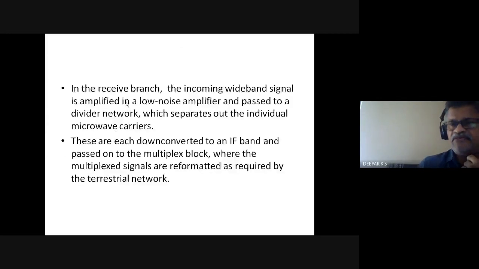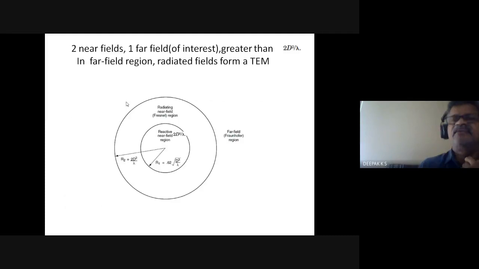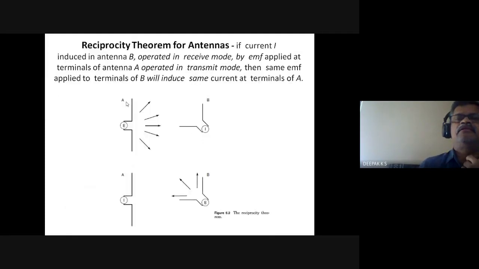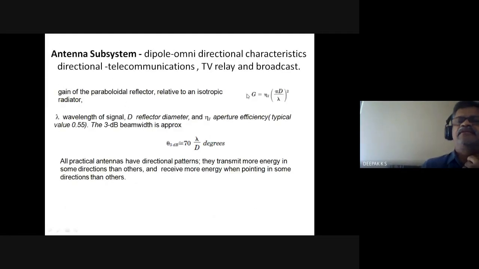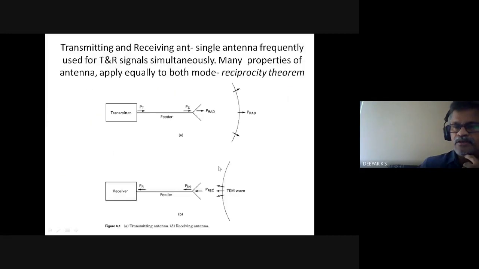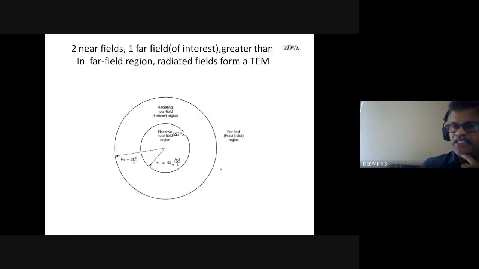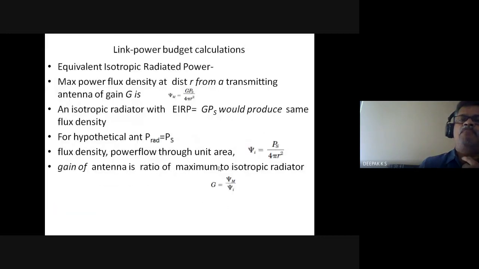The gain we had seen. Antenna gain means the gain of a paraboloid reflector relative to an isotropic radiator, and depends on d by lambda and the aperture efficiency. So in some directions they transmit more energy. So that is this gain, which we have defined in terms of d by lambda. And so the antenna has a gain.